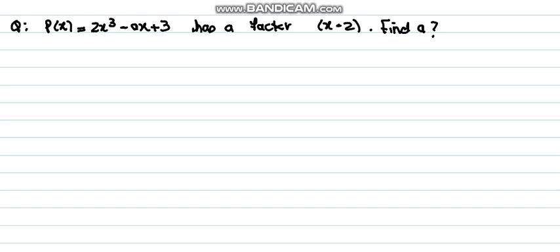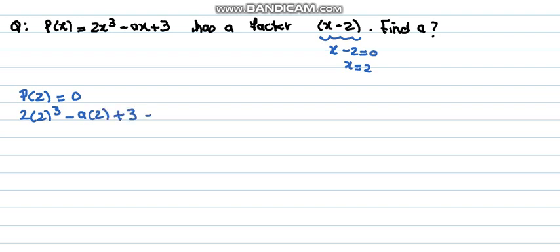So what we can see is that x minus 2 is equal to 0, x is equal to 2, we just need to substitute in this expression. So p of 2 is equal to 0, and 2 into 2 cubed minus a into 2 plus 3 is equal to 0. Just solve it up, so 2a becomes 2 into 8 plus 3, so 2a is 19, and a becomes 9.5.